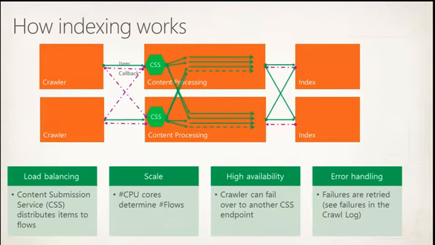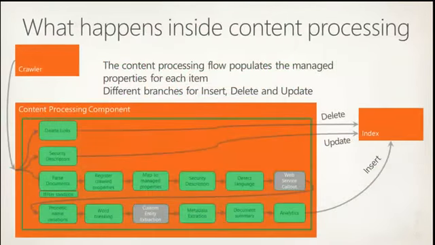So now let's move on and take a look at what happens inside content processing, inside one of these flows. The crawler processes different kinds of changes, as I mentioned. It can be deletions or security updates. So there are different branches inside the flow. When, for example, an item is deleted, it doesn't go through a lot of processing. We just send a signal to the index that the item is deleted.